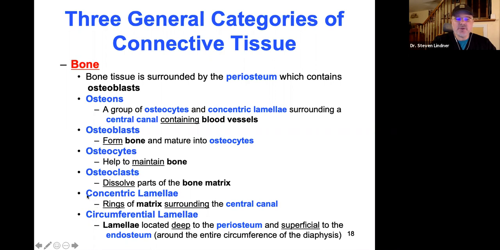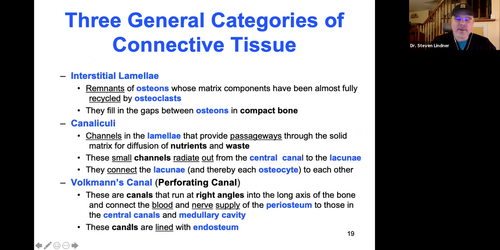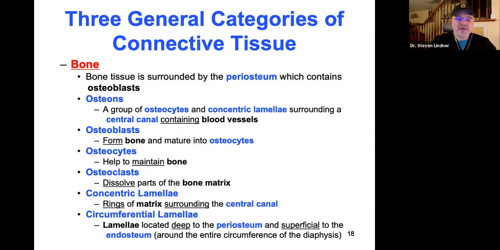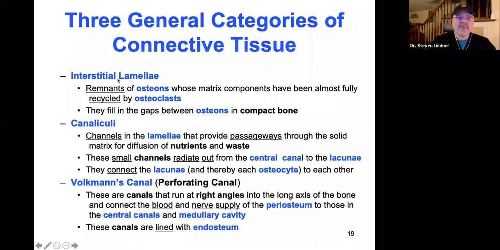We showed you in an earlier video the difference between the concentric lamellae forming those rings around the central canal compared to the circumferential lamellae, which are remnants of older lamellae. Okay, we'll show you some of older osteons, not the circumferential, the interstitial, my bad. The interstitial lamellae, those are remnants of older osteons, and we'll show you what they look like in just a second. The canaliculi are those jellyfish finger-like extensions off of the osteocytes.